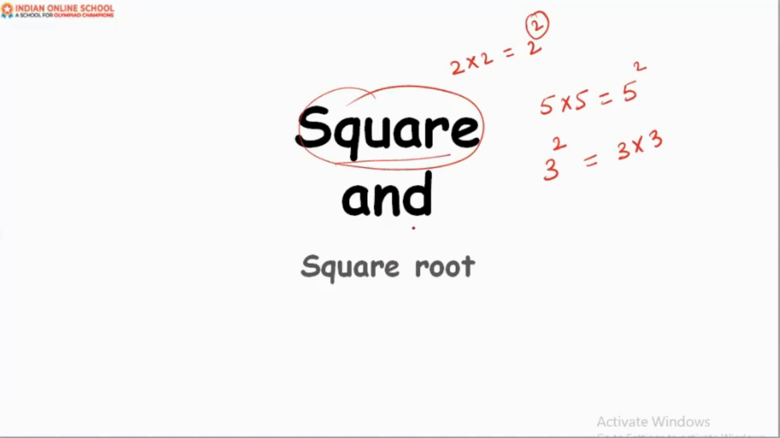Any idea, anyone? Prapti, Mansi, Ayush, anybody? Any idea why we are calling it square only? Okay, let me give you a hint. Do you know that in geometry we have one shape in which all the sides are equal? Yes, and that particular shape's name is Square.